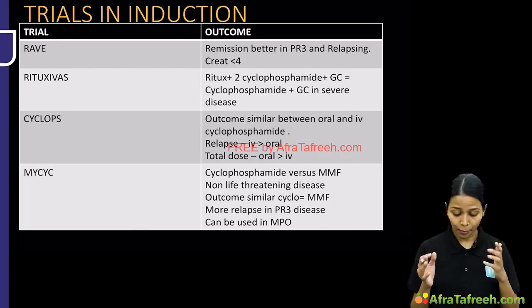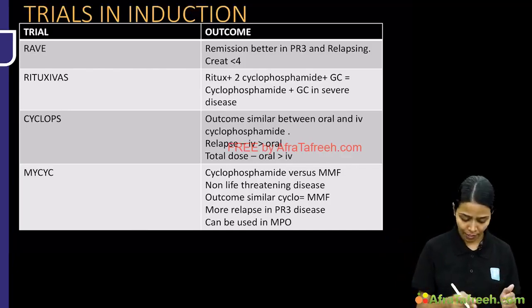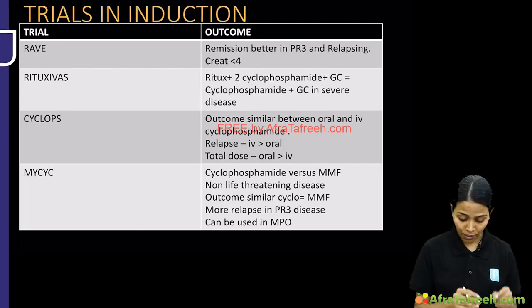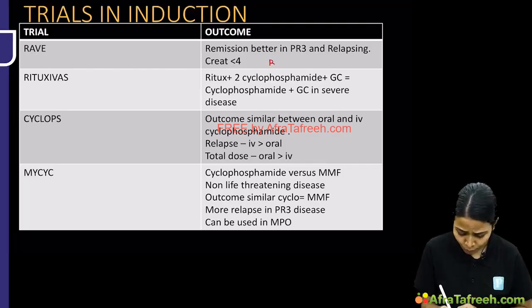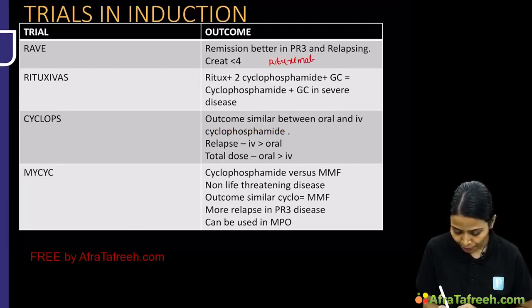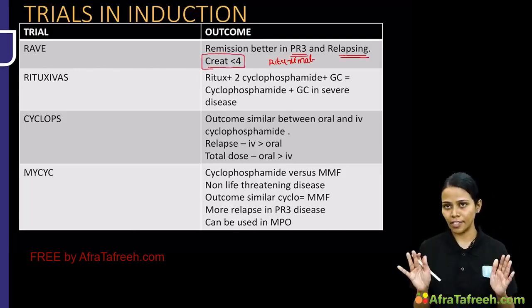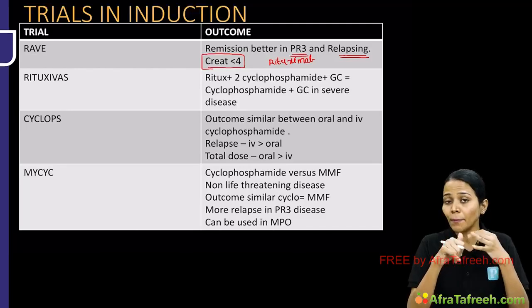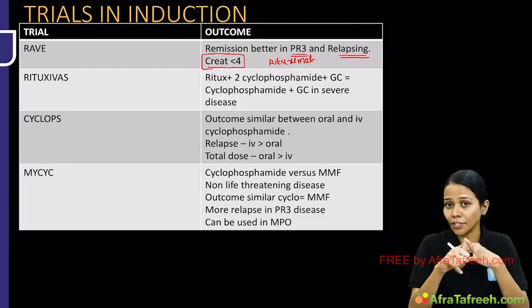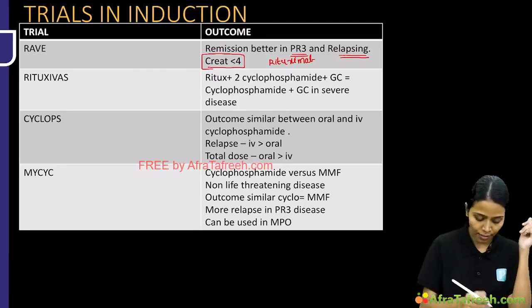Okay. So the trials about induction, first we'll deal with rituximab. First is the RAVE trial. RAVE trial showed that by using rituximab, you find better remission in PR3 disease and in relapsing disease. But this was done in patients with creatinine less than 4. So in non-severe disease. That's what it means. In non-severe disease, rituximab when given is better in PR3 positive disease and in patients who are relapsing. Okay, so that is the RAVE trial.